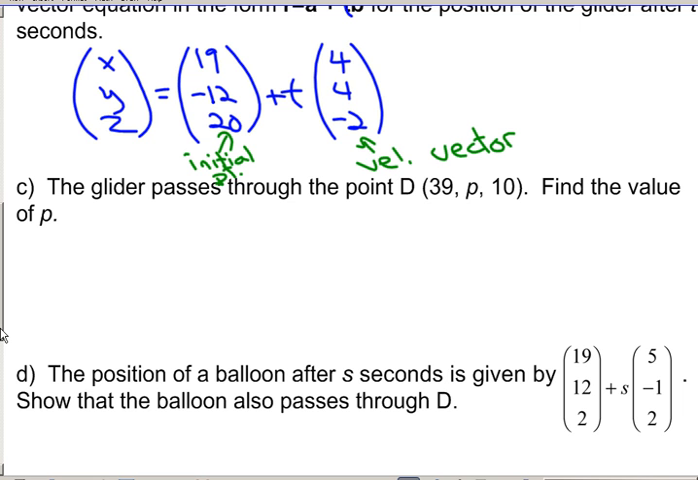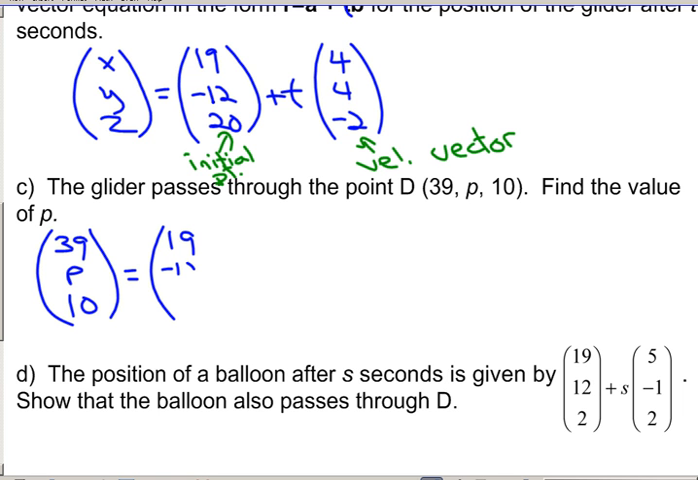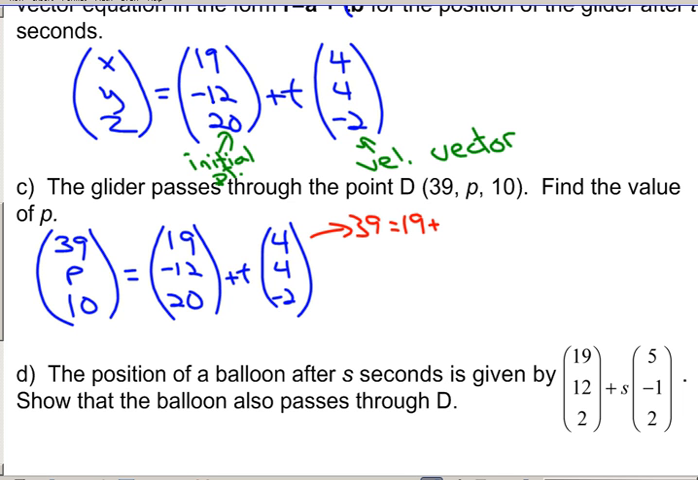The glider passes through this point D, 39, p, and 10. Find the value of p. So we know that after a certain amount of time, he ends up at this point, 39, p, and 10. And his position is given by the equation that we just found. This isn't looking very promising to start off with, but if we look at the parametric equations that come from each of the rows, from the first row, I'd have 39 equals 19 plus 4t. If I solve that, subtract 19 from both sides, I get 20, divide by 4. That'll give me t equals 5.